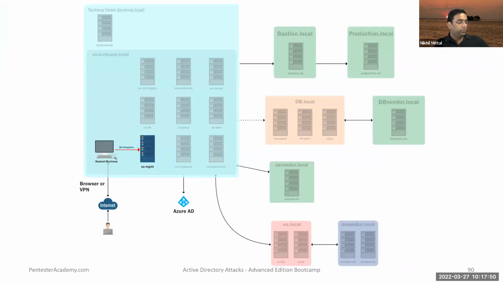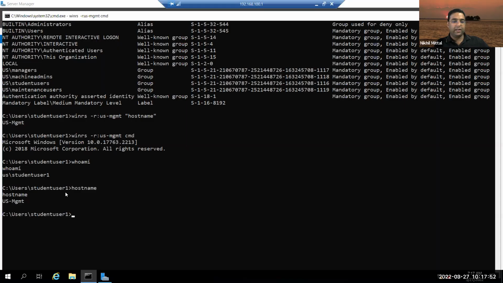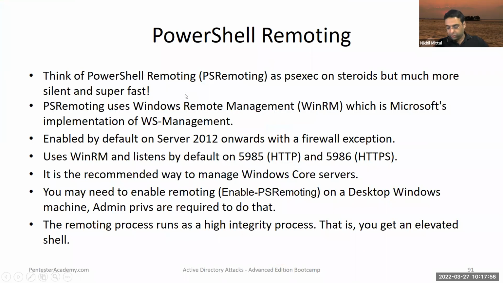Now, what we used here was WinRM using the WinRS client. Before we touch that, let's talk about PowerShell remoting. Those of you who have never used or seen PowerShell remoting, think of it as PsExec on steroids, but much more silent and super fast. Unlike PsExec, PowerShell remoting does not install a service on the target machine or drop an executable onto the disk. That is the reason why it is a lot more silent and super fast.